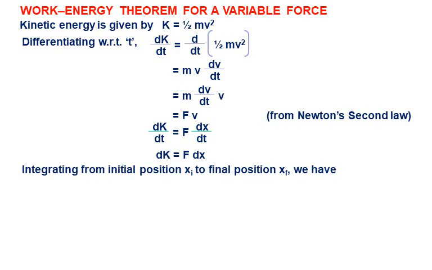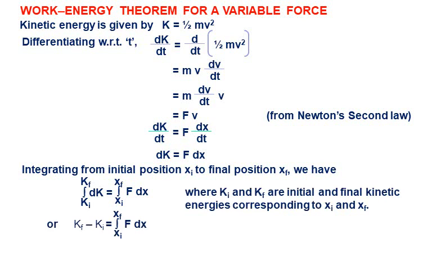Integrating it within the limits xi to xf. When the initial position is xi, the initial kinetic energy is Ki, and for the final position, the final kinetic energy is represented by Kf. The integration of dK will be K, and by putting the upper limit minus lower limit, you get Kf minus Ki equals the integration from xi to xf of F dx. And what is this? Force into displacement within the limits xi to xf is the total work done. So work done is equal to Kf minus Ki.